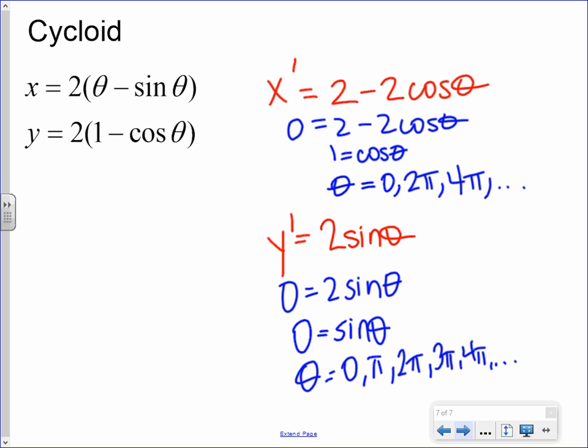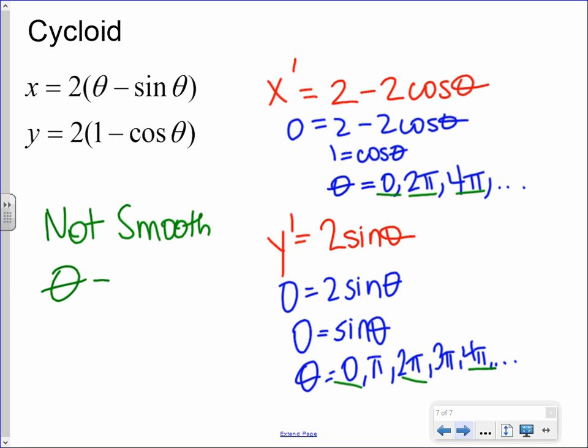Okay. So, is this a smooth curve? No, it's not. It is not smooth because there are places where both x prime and y prime are 0. So this curve is not smooth when theta is 2 pi n, because those are all the places that x prime and y prime are simultaneously 0. It's piecewise smooth though, so it's smooth between 0 and 2 pi. It is smooth between 2 pi and 4 pi. Would you like to know what this looks like?